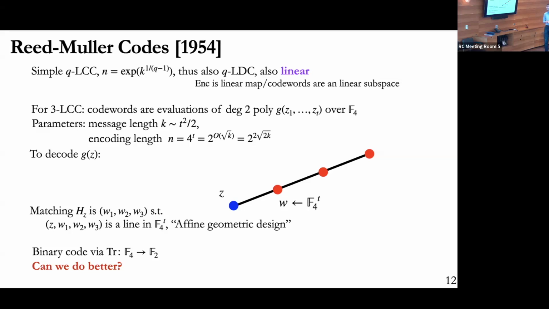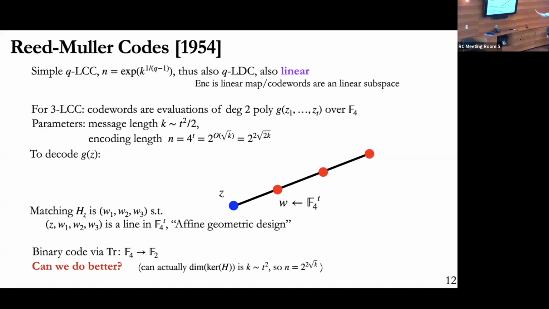Okay, so one thing I do want to say is we actually can do better, slightly. If I look at the dimension of the kernel of the matrix formed by these matchings, it's actually a bit larger than t squared over 2. This is a very interesting fact. It's actually about t squared. So the length here is actually 2 to the 2 root k, not 2 to the 2 root 2k.